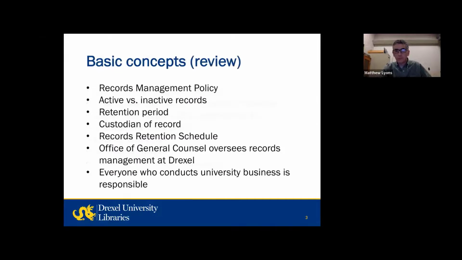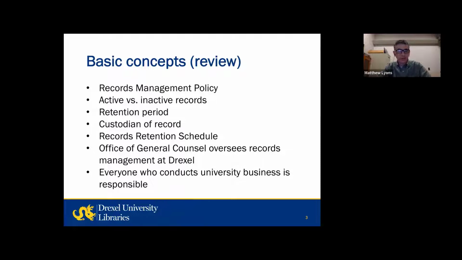So let's start with some basic concepts. An organization has a records management policy to help ensure that institutional records are stored, managed, and disposed of consistently, appropriately, and in accordance with the law, and that documentation of the organization's history is preserved for long-term use.